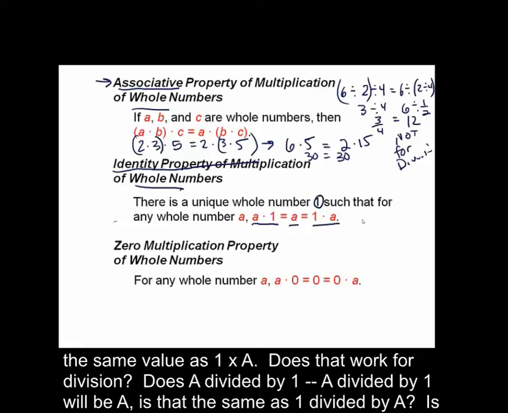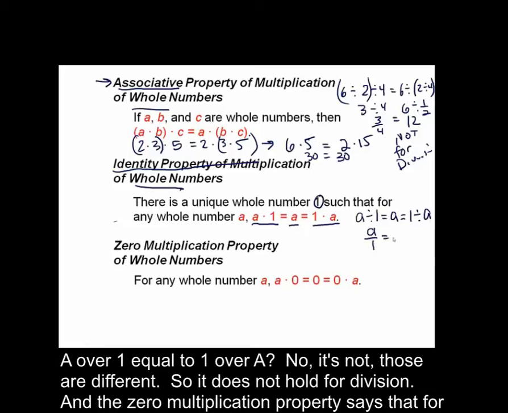Does that work for division? A divided by 1 will be A. Is that the same as 1 divided by A? Is A over 1 equal to 1 over A? No, it's not. Those are different. So it does not hold for division.